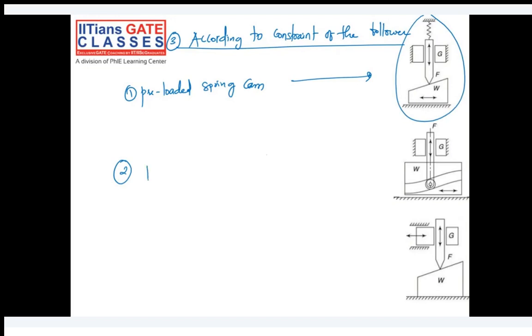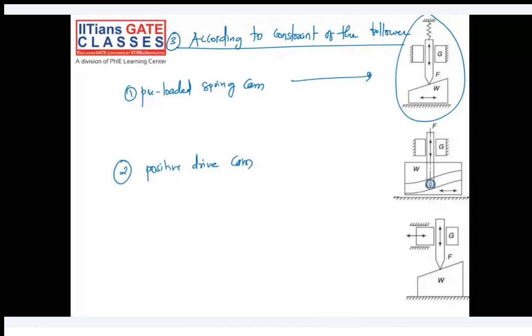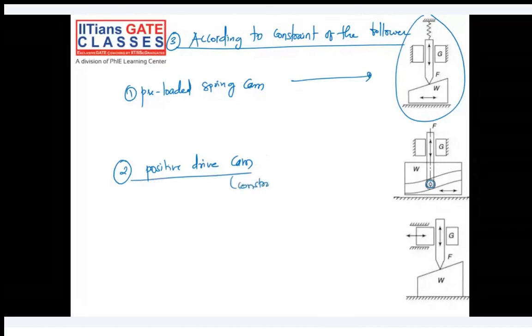Then the next one is a positive drive cam. This also we have studied indirectly. So here we can make sure of constant touch between cam and follower by maintaining a roller in between the grooves. Okay, so if there is a fixed contact between cam and follower, the drive which we get is a positive drive cam. Okay, so whenever we get a constrained drive or positive drive, you can say, that can be achieved by using this kind of arrangement.